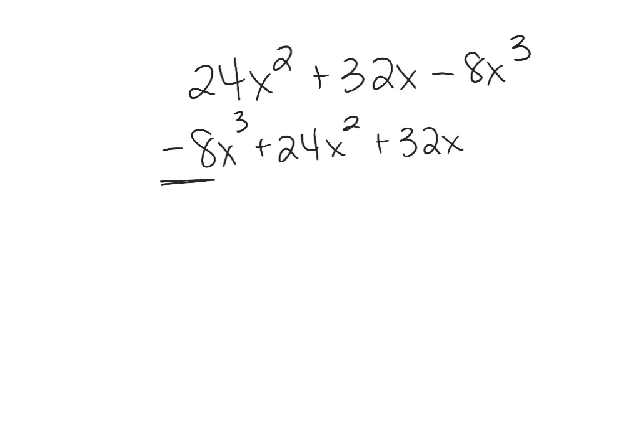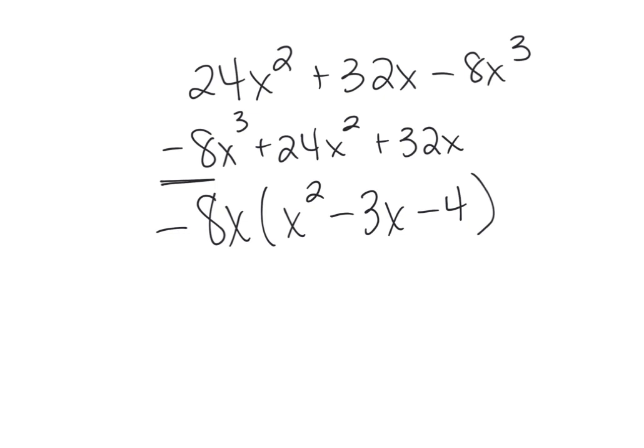And I don't like having a negative in front, so I'm going to factor out the negative with that 8, and I'm going to factor out an x. Each of these terms is divisible by 8 and x. Now I have x squared minus 3x minus 4, and then we can keep factoring. So if your factors are out of order, just put them back in order, and then you can factor like normal.